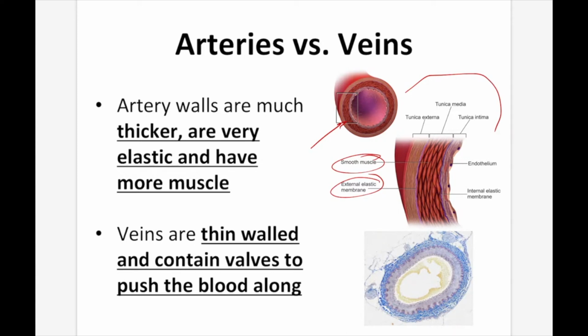Now, all three of these pictures here, 1, 2, and 3, these are all arteries. So don't get this confused with a vein just because it's on the lower part of the screen. It's an artery, and you can tell because of all the muscle that it has, and you can't quite see the elastic tendencies to it, but it does have those as well.